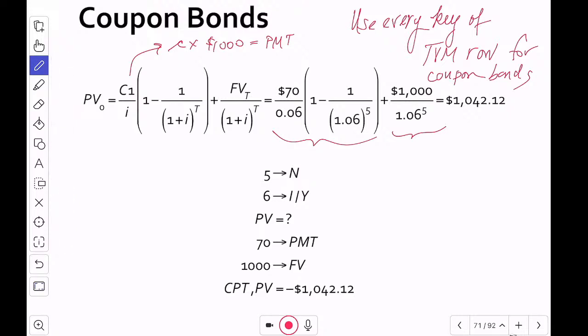You take C times 1,000 to find the payment. So if you want to find C, you're going to use the payment and then divide by 1,000 to find C, the rate.